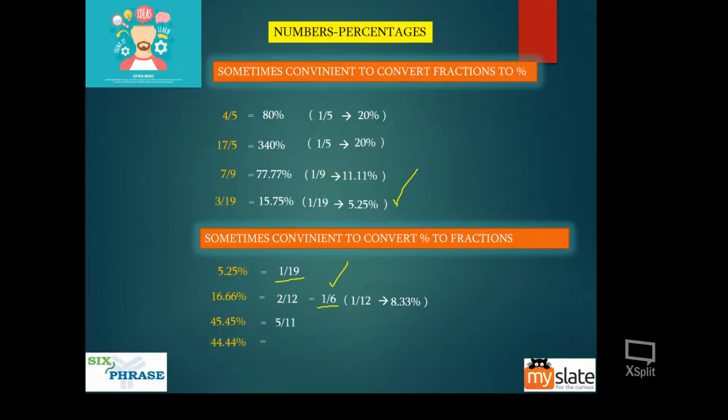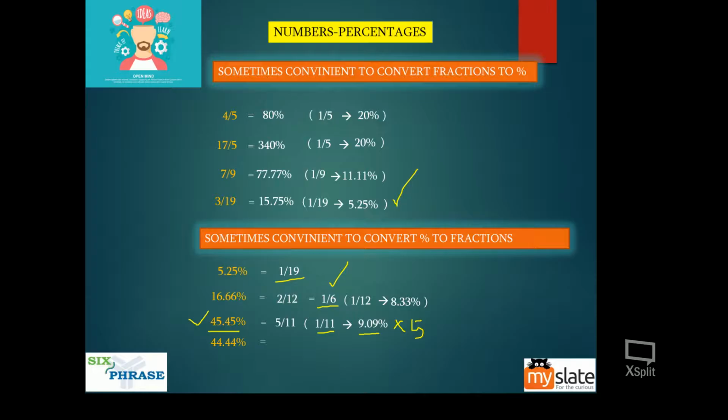45.45. It is 5 by 11. The reason is, you know that 1 by 11 is 9.09 percentage. If 1 by 11 is 9.09 percentage, then 5 by 11 must be 45.45, because 9.09, you multiply this by 5. What do you get? 9 into 5 is 45. Again, 09 into 5 is 45. So you get 45.45 percentage. So if you know that 1 by 11 is 9.09, you know that 5 by 11 is 45.45.